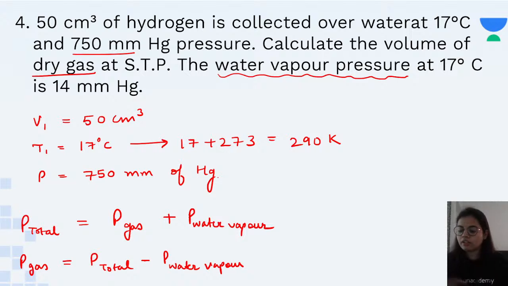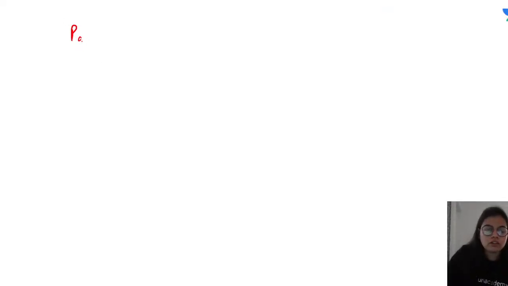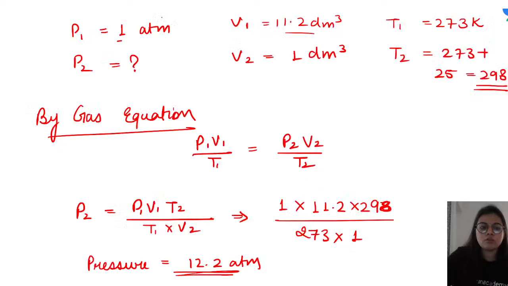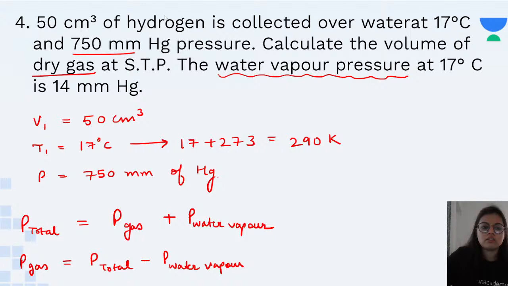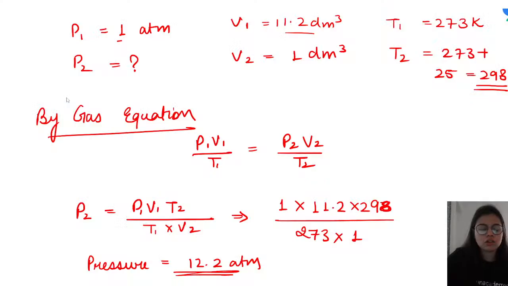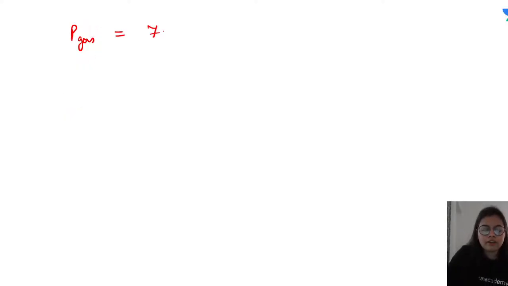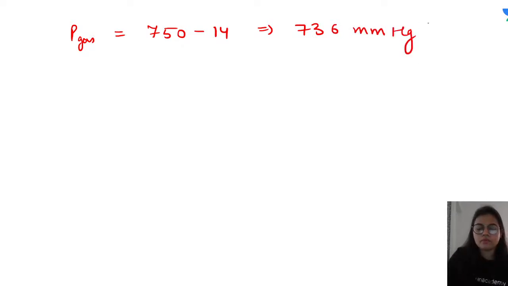Any confusion till here? I hope that everything is clear till here now. Acha. Now pressure of gas we have to calculate. What is the total pressure given to us? 750 mm. And what is the water vapor pressure? 14 mm. Right. So what we will be doing? We will be subtracting 750 and 14. So we will be getting an answer as 736 mm of Hg. Right? I hope things are clear till here now.